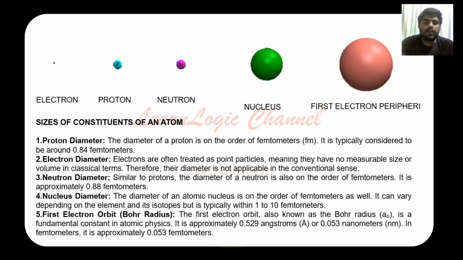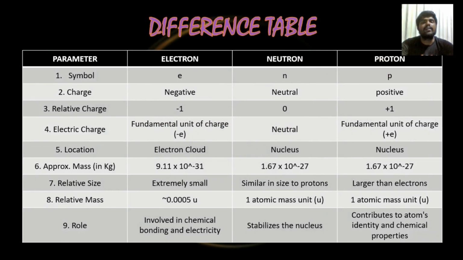And the last, the first electron orbit, also known as Bohr radius, is a fundamental constant in atomic physics. It is approximately 0.529 angstroms, that is 0.053 nanometers. Note here, 1 angstrom equals 1 into 10 raised to minus 10 meters. And the last point, difference table. Here we will discuss the difference between electron, neutron and proton.